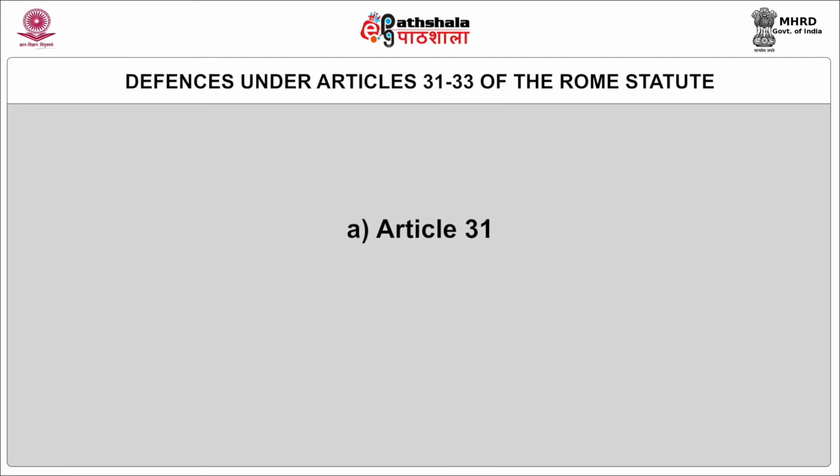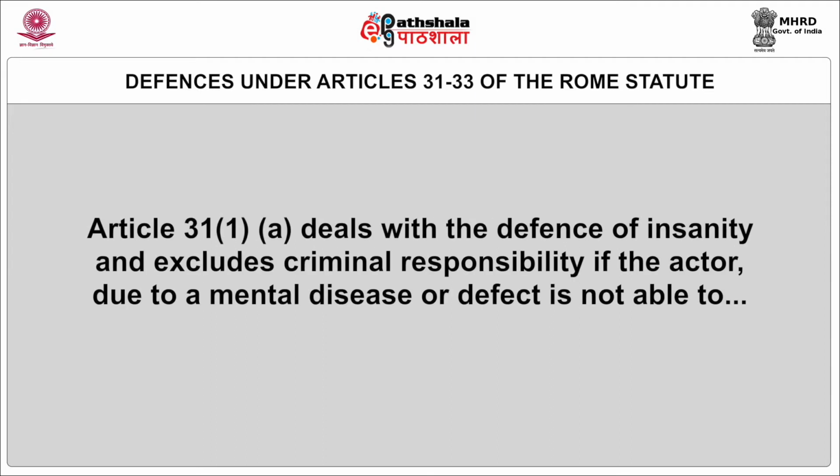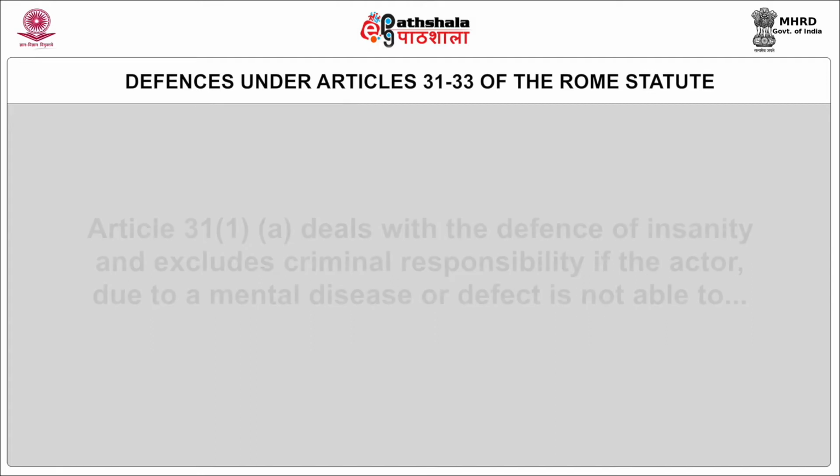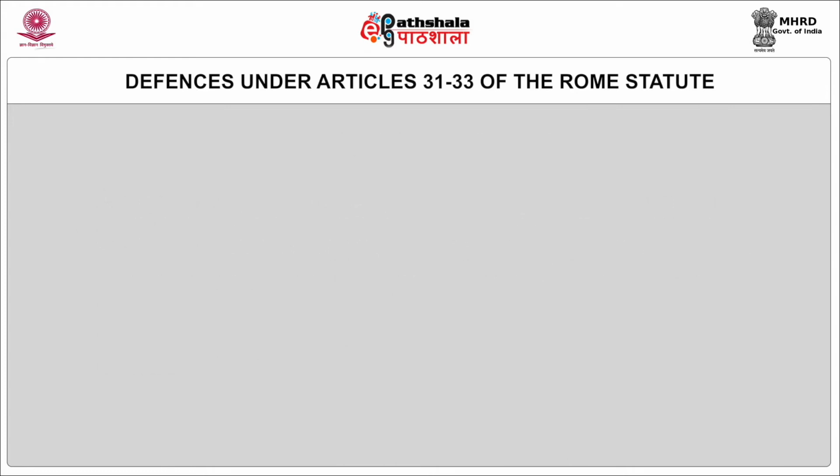Let us study one by one the defenses under Articles 31 through 33 of the Rome Statute. Article 31. Let's look at the text of Article 31. Article 31, Clause 1, Subclause A of the Rome Statute deals with the defense of insanity and excludes criminal responsibility if the actor, due to a mental illness, mental disease or mental defect, is not able to recognize the unlawfulness of his conduct and or to control it according to the requirements of the law.